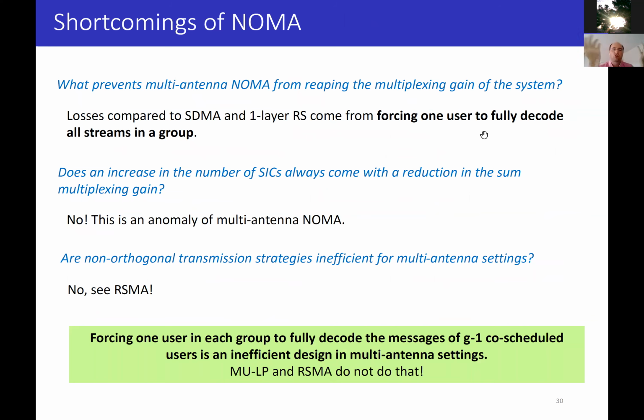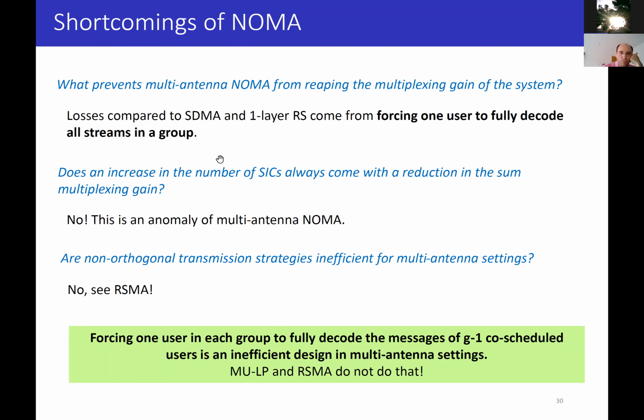Right. So there are a few shortcomings of NOMA, and here I try to summarize some of the common questions that I receive quite often. What prevents multi-antenna NOMA from reaping the multiplexing gain of the system? And I think this is really fundamental: the loss compared to SDMA and one-layer rate splitting comes from forcing one user to fully decode all streams in the group. This is the fundamental philosophy of NOMA. And unfortunately, when you do that in multi-antenna settings, you force one user to act as the receiver of an effective single-input single-output multiple access channel, and this leads to a multiplexing gain loss.